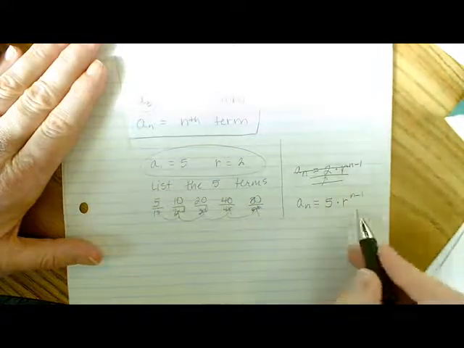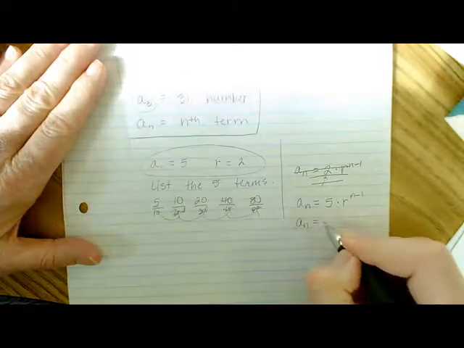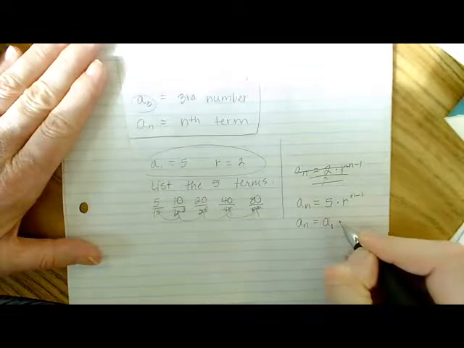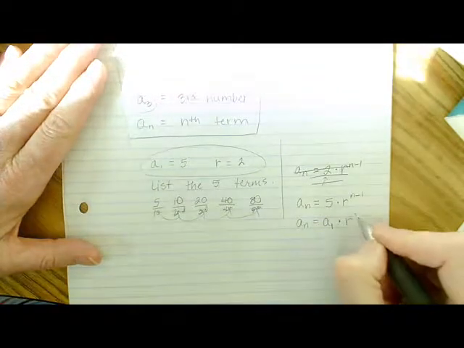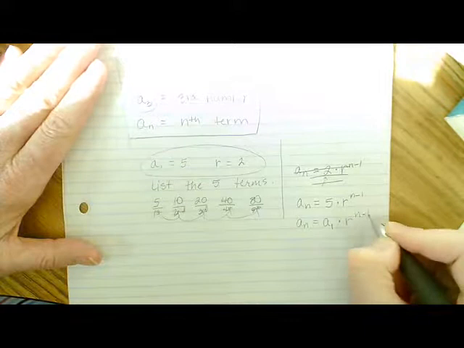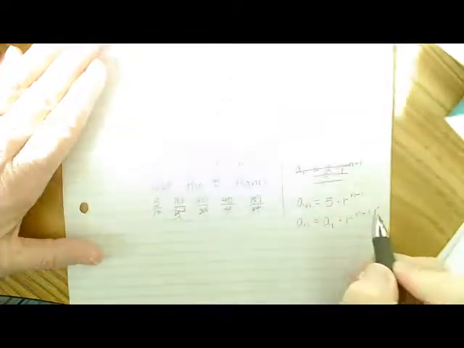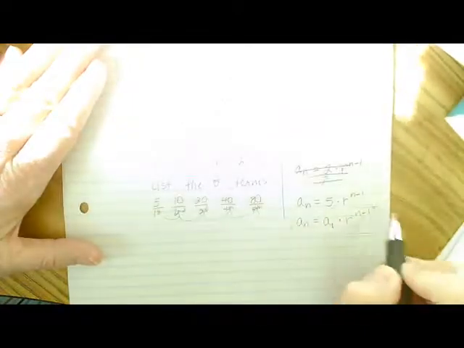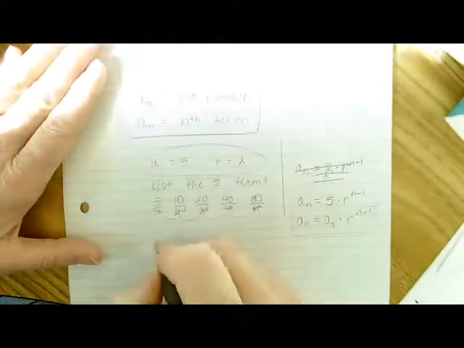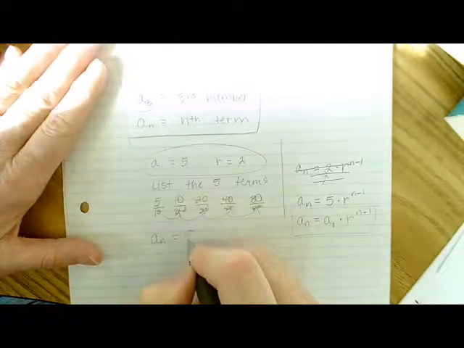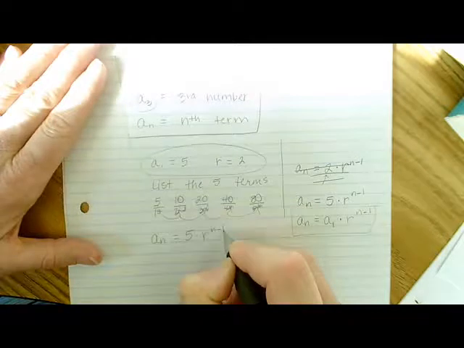Let's look at that. This is saying take the first term times the ratio raised to the n minus 1. This would be the very generic formula. So a sub n equals 5 times r to the n minus 1.